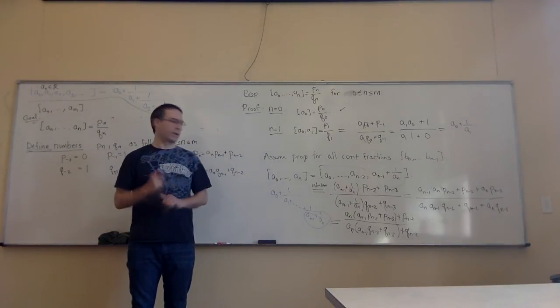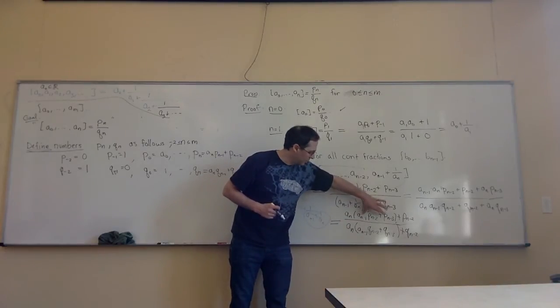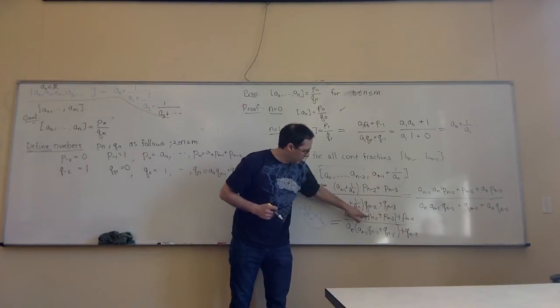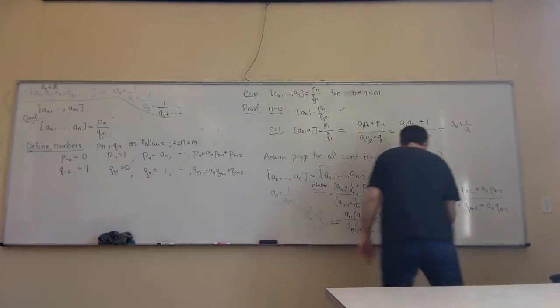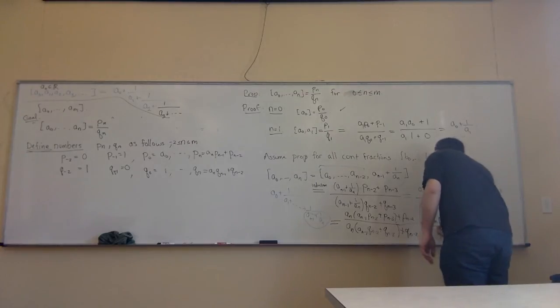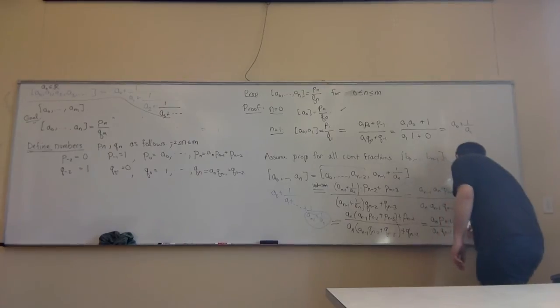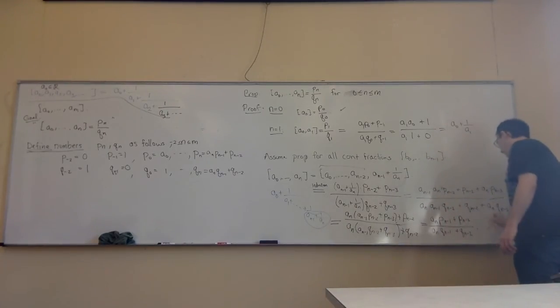Okay, now finally, look, this right here is exactly p sub n minus 1. And that's q sub n minus 1 by definition. So you get that this is a sub n, p sub n minus 1, plus p sub n minus 2, divided by a sub n, q sub n minus 1, plus q sub n minus 2. Boom. Just rewriting that, that's p sub n divided by q sub n.